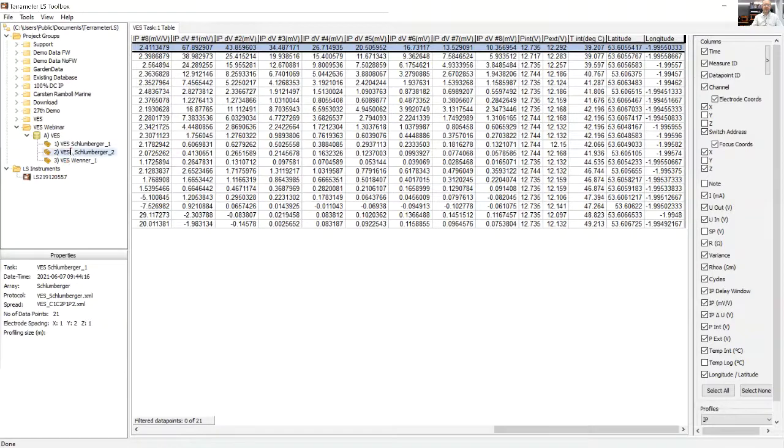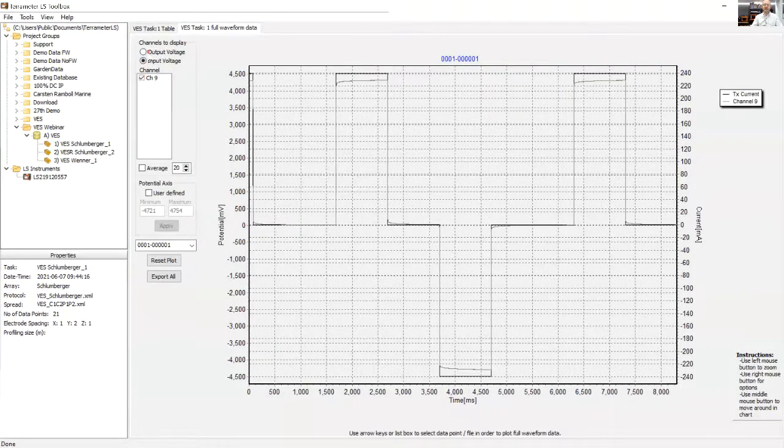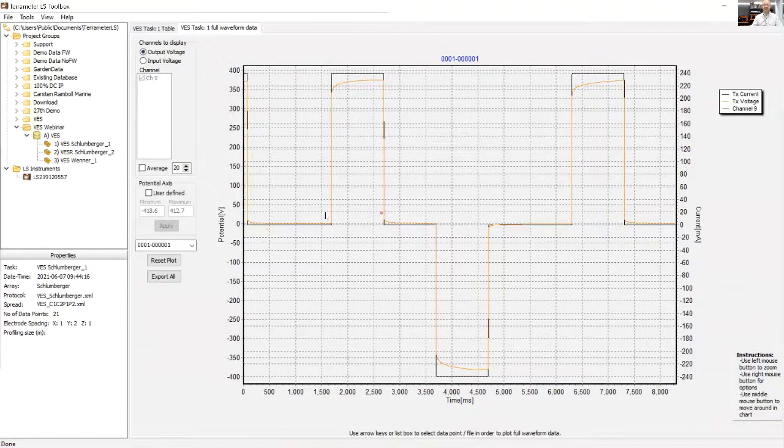If I was to look at the full waveform, I can then see everything that the instrument did. So this is for the first measurement. You can see the shape of the injected current. So current on in the opposite direction, then current off. And we can see that the voltage pushing that current was changing to maintain a fixed current.